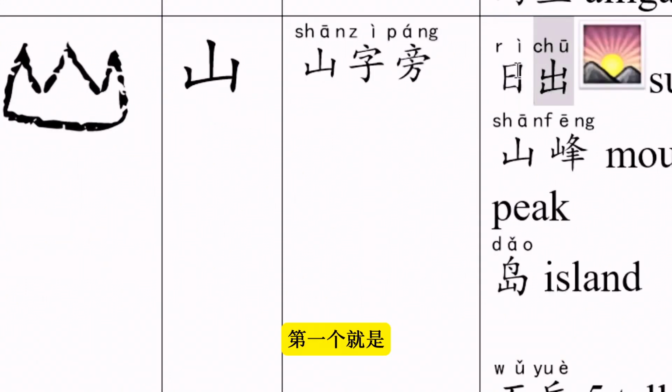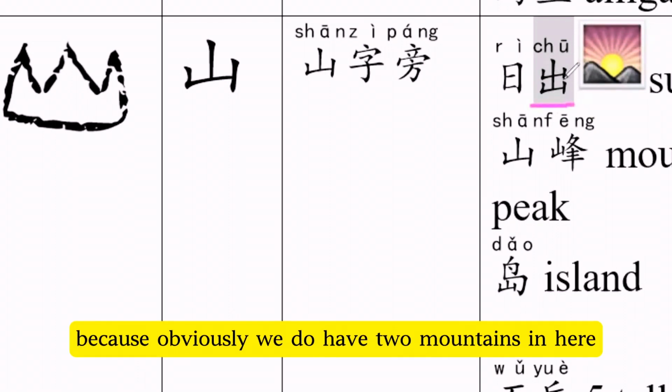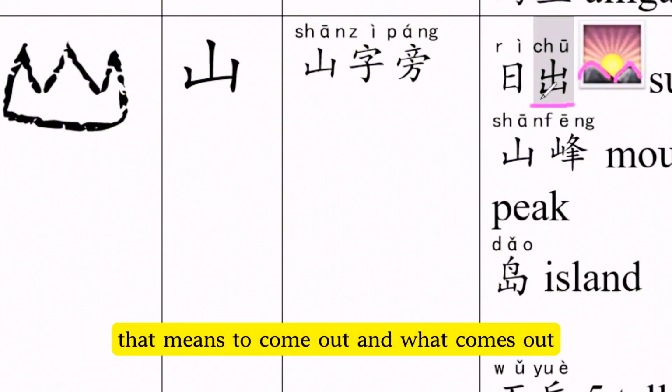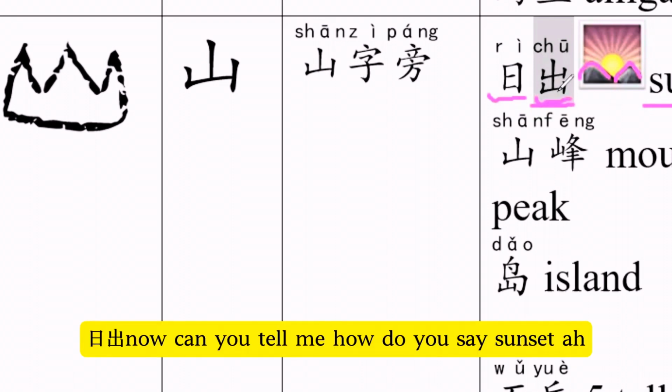The first one is 日出. A lot of students will read this as 山 because obviously we do have two mountains in here. Now if you see one mountain and another mountain, that means to come out. And what comes out? The sun came out. So that is sunrise, 日出. Now, can you tell me how do you say sunset?